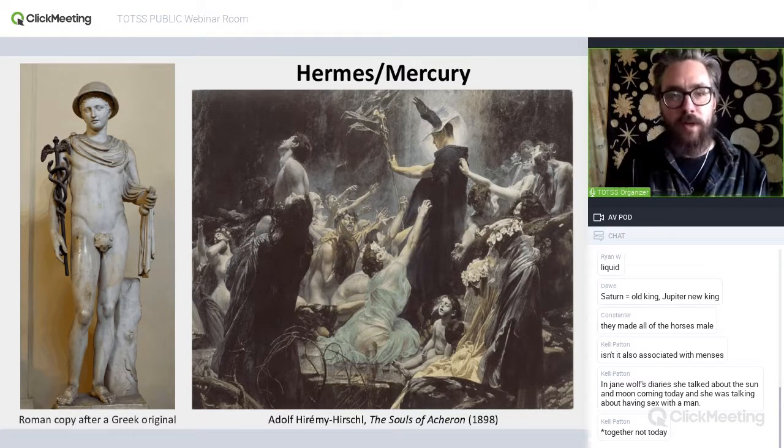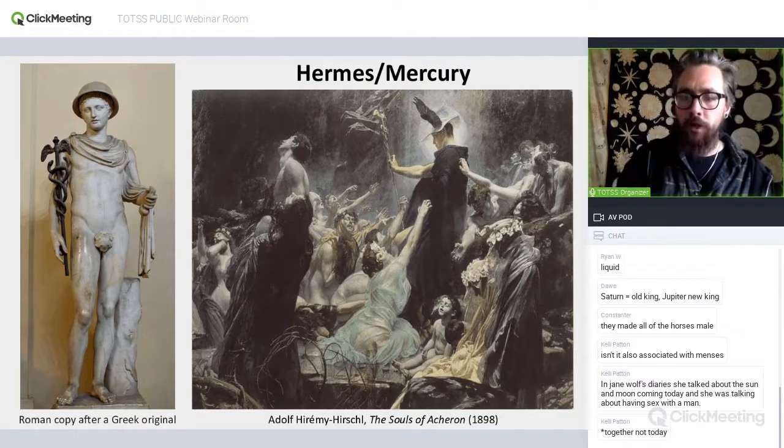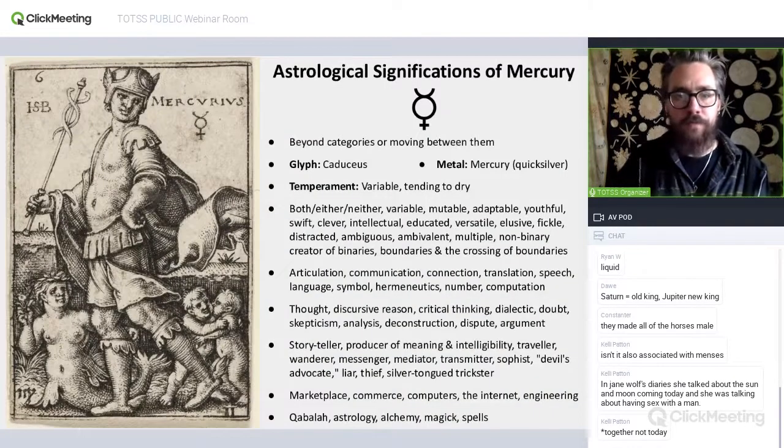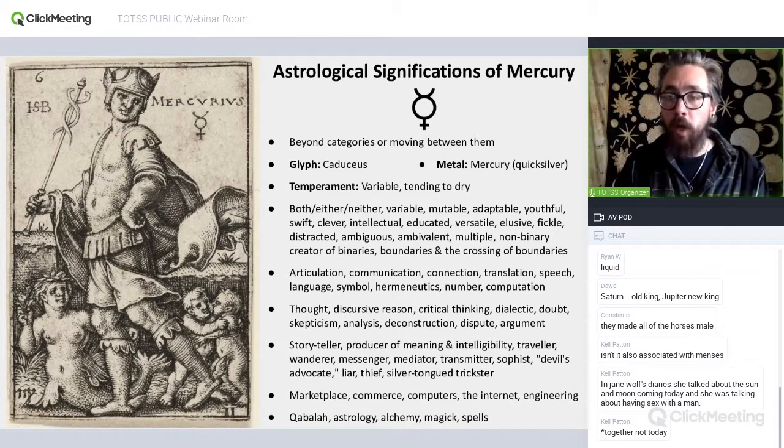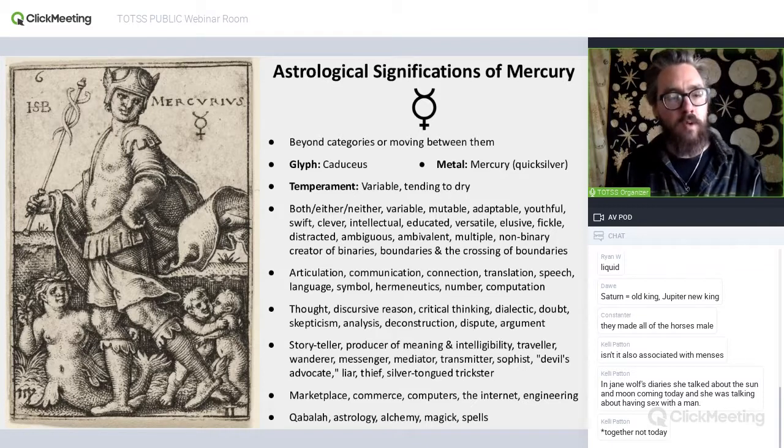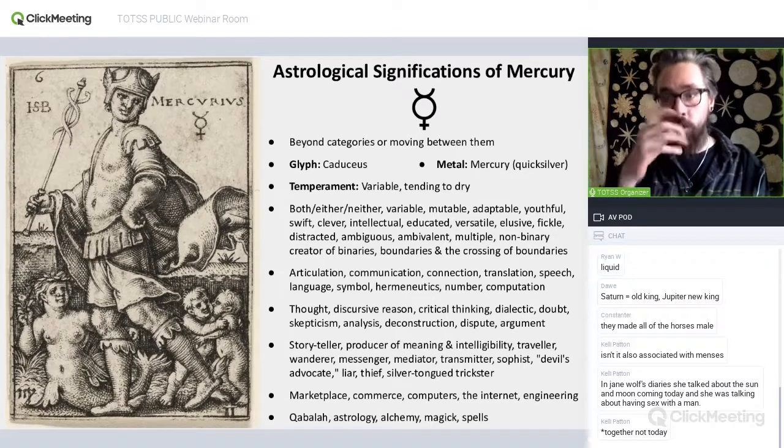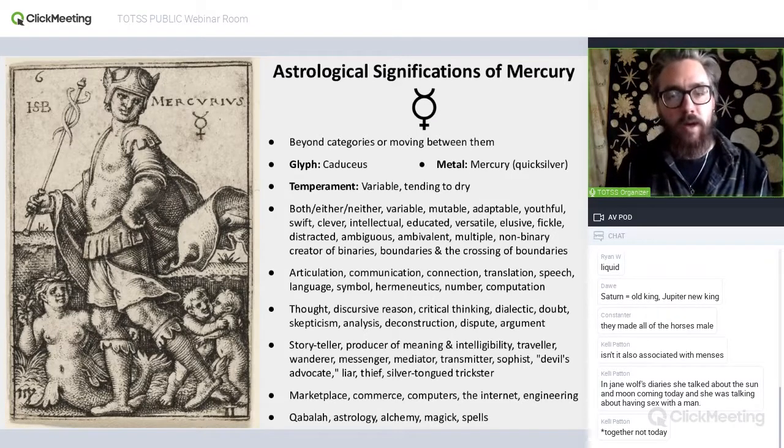Again, there's a lot of really great stuff in Hermes mythology, and we'll see some of that again in our next class. All right, astrological significations of Mercury. Again, as we've been talking about, Mercury is beyond categories or moves between them. Mercury's glyph is the caduceus, or is based on the caduceus. Mercury's metal is mercury, which is also known as quicksilver. And quick there means living or vivified, so it's like living silver, and is a liquid at room temperatures, which is unusual for a metal. So again, that idea of Mercury being outside of normal categories or breaking the rules.